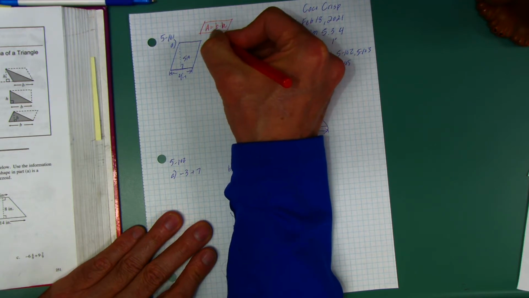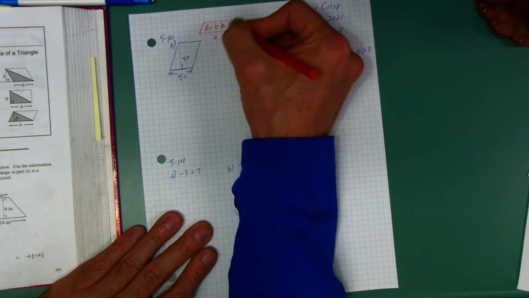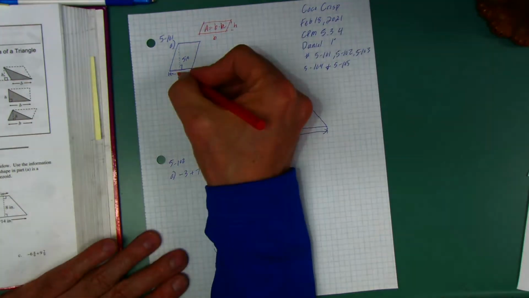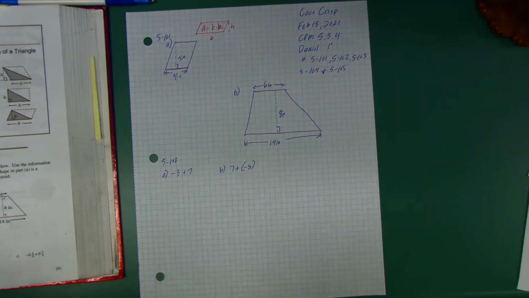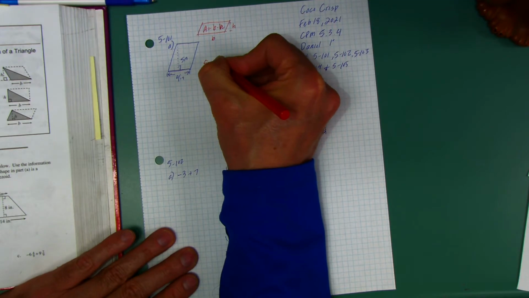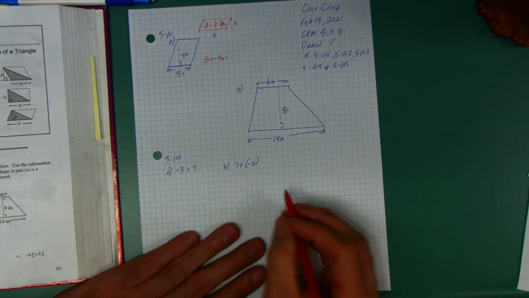And again, the base is how wide it is. The height is how tall it is. It's not one of those slanted lines. It's straight up and down. So all I'm doing here is the area of this is 5 times 4. I'm going to let you tell me what 5 inches times 4 inches is. Okay, that's just too easy.